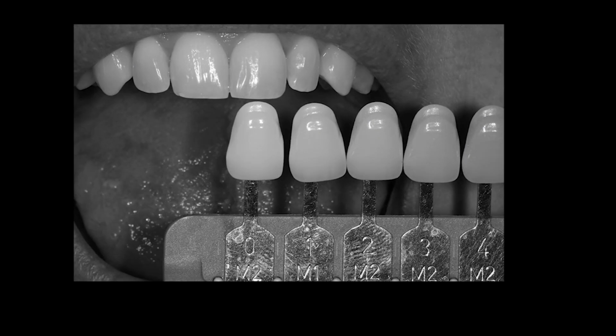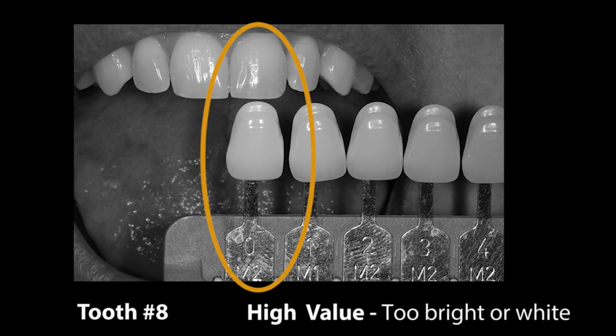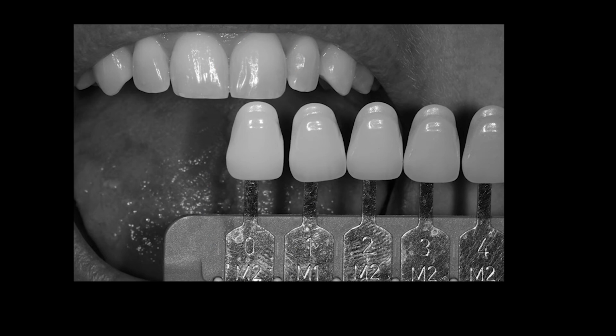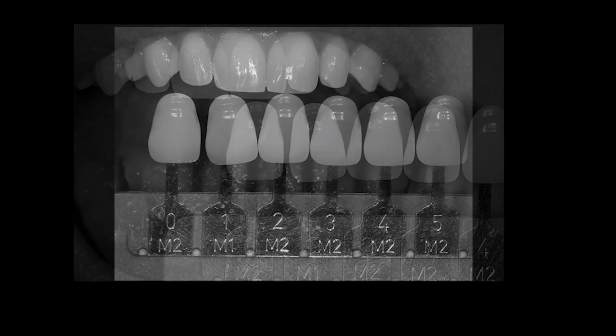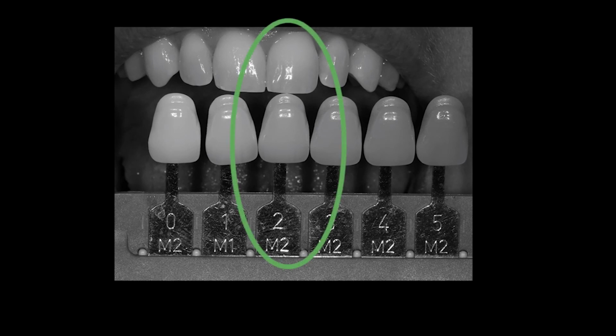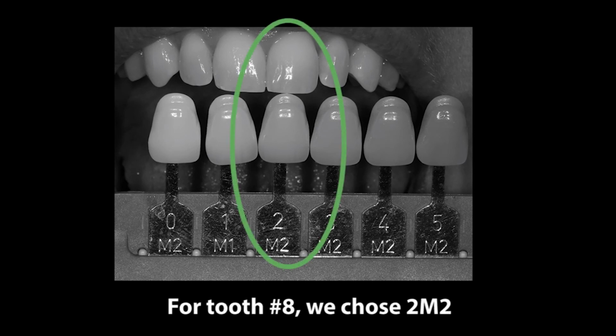As you move down the scale further, you're going to see the 0M2. Obviously, if our 1M1 was too bright, our 0M2 is going to be even brighter. And that just really confirms to us, back to where we want to be, that it's too high in value. So we're going to home back in and say, okay, for tooth number 8, we choose the 2M2 shade guide. So that's our value group. Do you see the process of elimination?